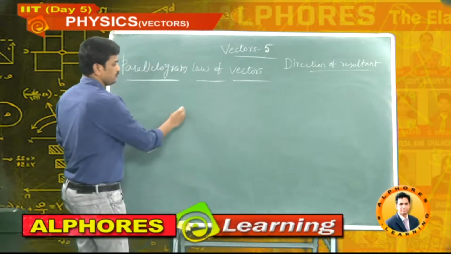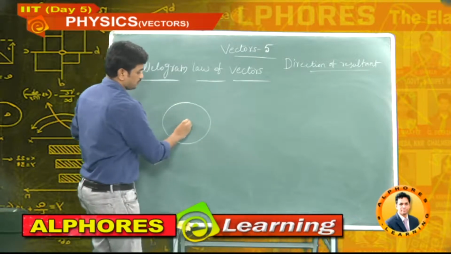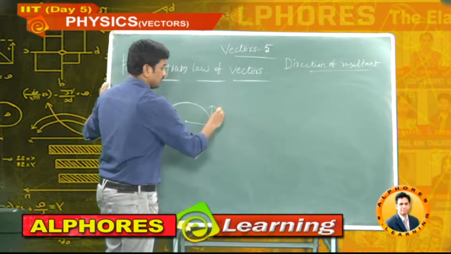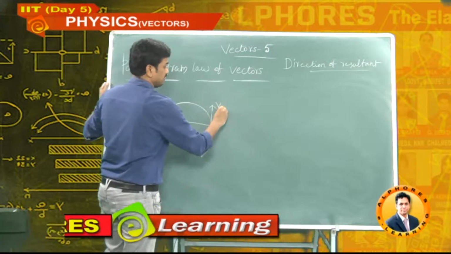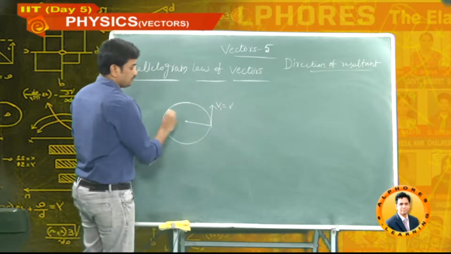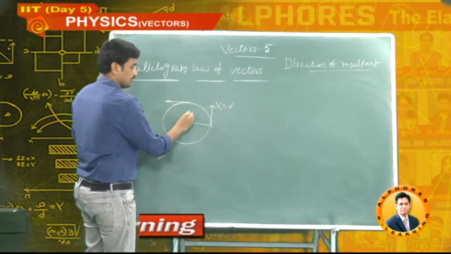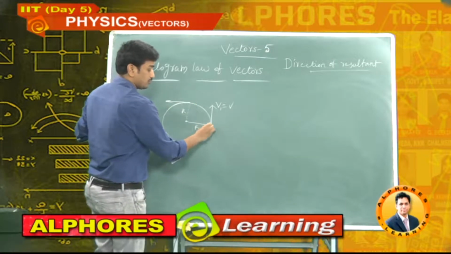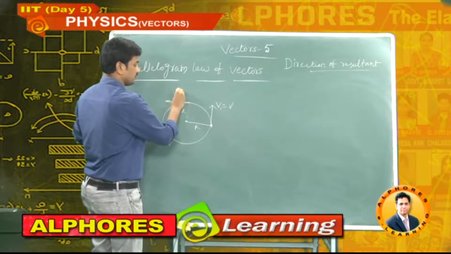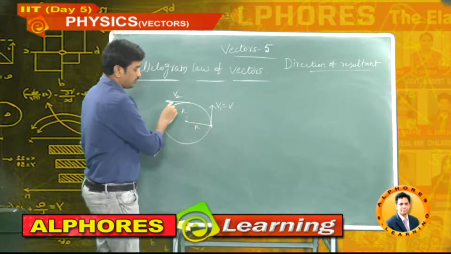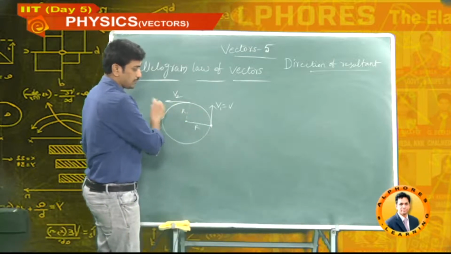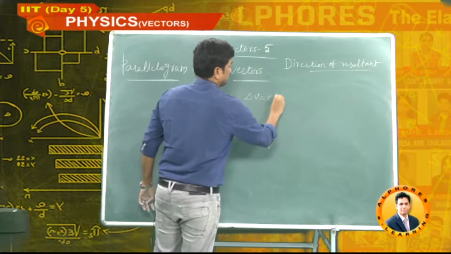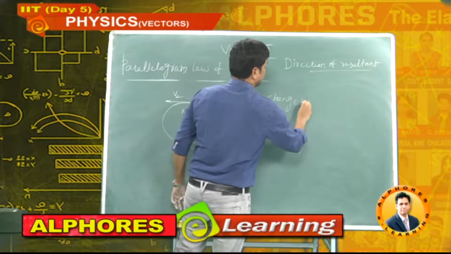See here. A particle is moving in circular motion. The velocity is tangent to the circle. V1 is equal to V. Now, radius r. The velocity is always tangent to the circle. Now, what is the change of velocity? They are asking to calculate the change in velocity.